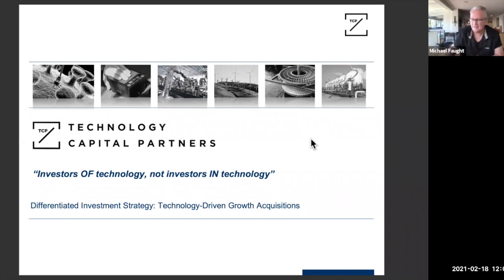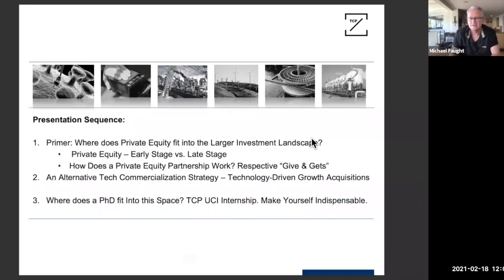My intent today, I am the founder, as Harinder told you, the founder of Technology Capital Partners. We describe ourselves as investors of technology rather than investors in technology. And my objective for today is to do a couple of things.